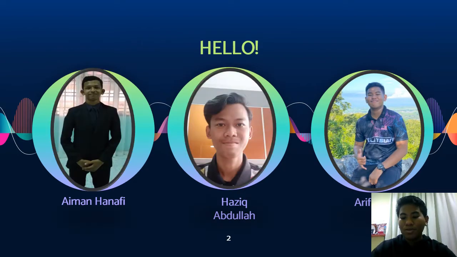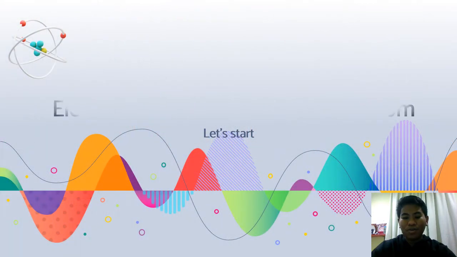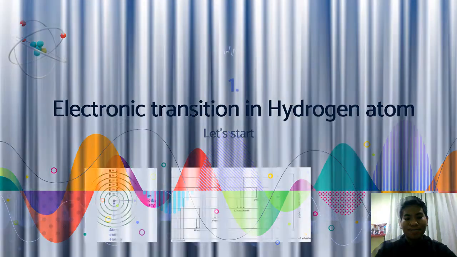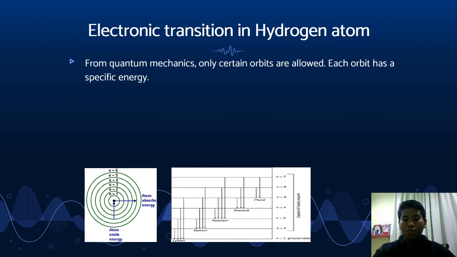Okay, now we go to our first topic, which is electronic transition in hydrogen atom. From this topic, we know from quantum mechanics, only certain orbits are allowed. Each orbit has a specific energy.